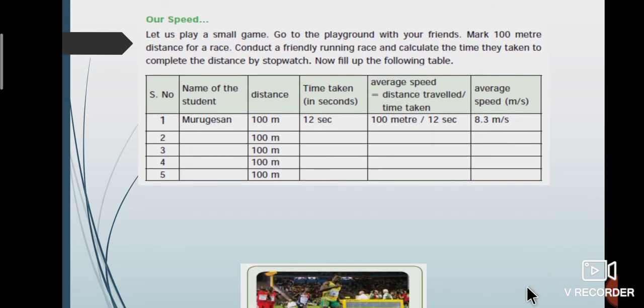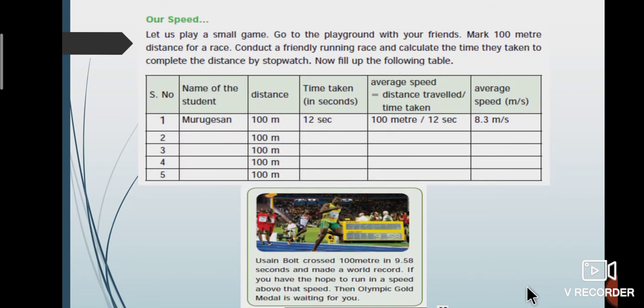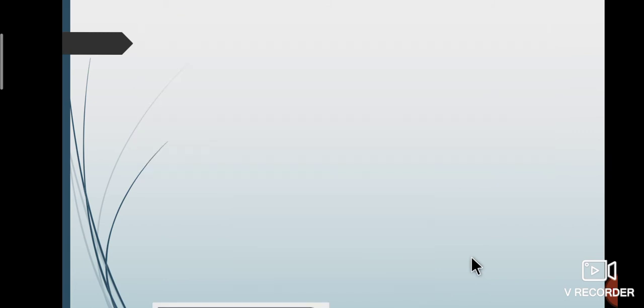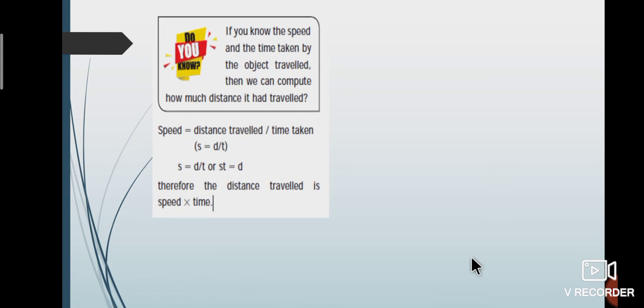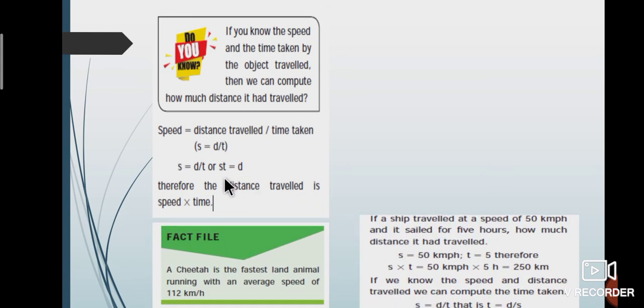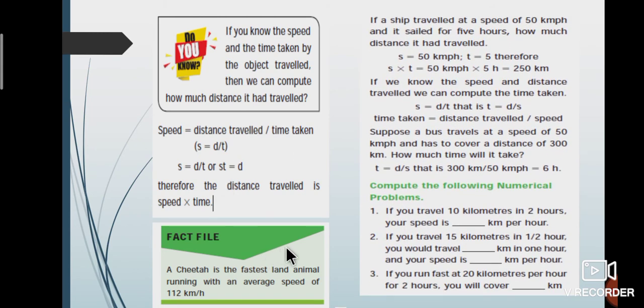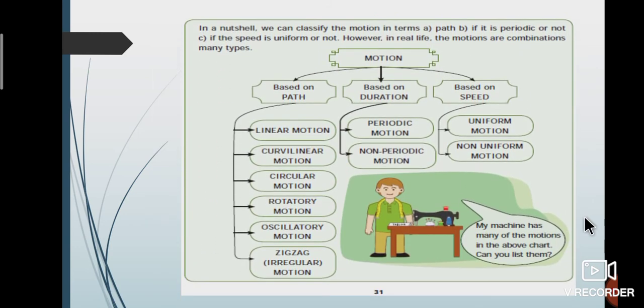In page number 30, there is a tabular column for average speed. Do the calculation and find the average speed with the unit. In that page also, they tell about Usain Bolt's world record of 100 meter in 9.58 seconds. Page number 30 gives examples for calculating speed, distance and time and tells about cheetah running speed of 112 km per hour. Page number 31 gives the nutshell of motion and types.